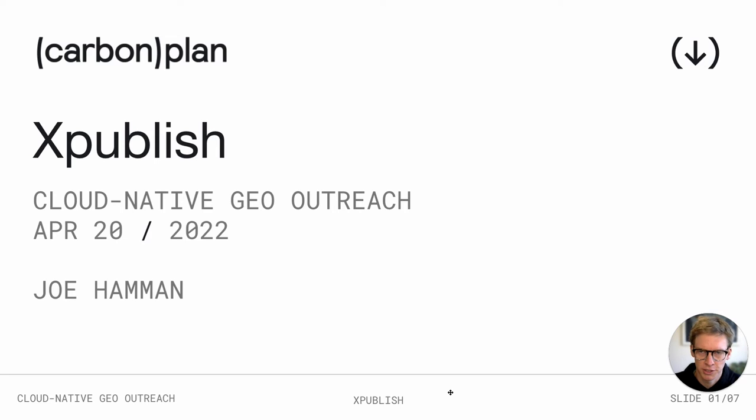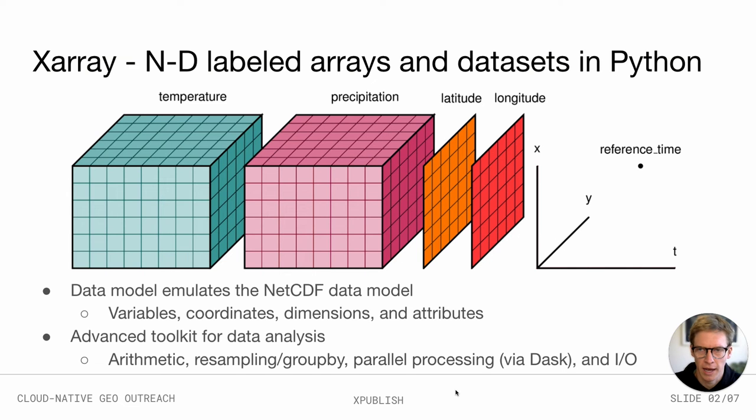So, quick introduction to Xarray. Xarray is a Python package that provides a data model and a toolkit that works with multidimensional labeled arrays and datasets. The data model itself is built on NetCDF, so you have multidimensional variables, data cubes like this one that are three-dimensional, but arbitrary dimensions are supported. It has coordinates, so latitude and longitude in this case are coordinates. It has dimensions, x and y and t are the dimensions of the example dataset here. And then it has arbitrary metadata, things like units and variable descriptions.